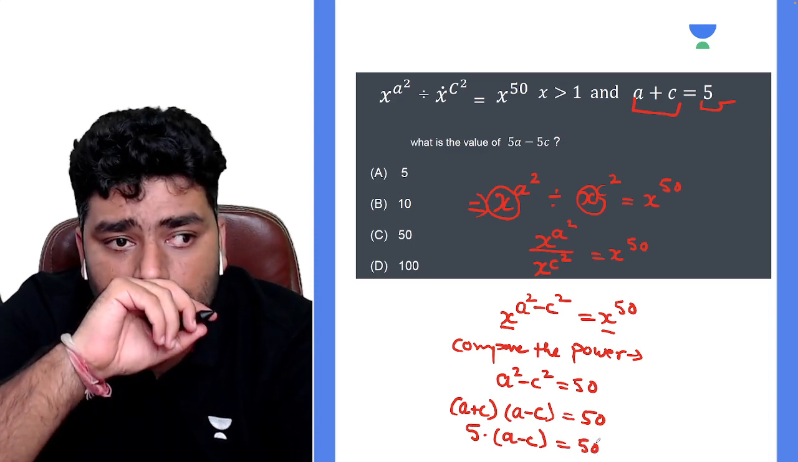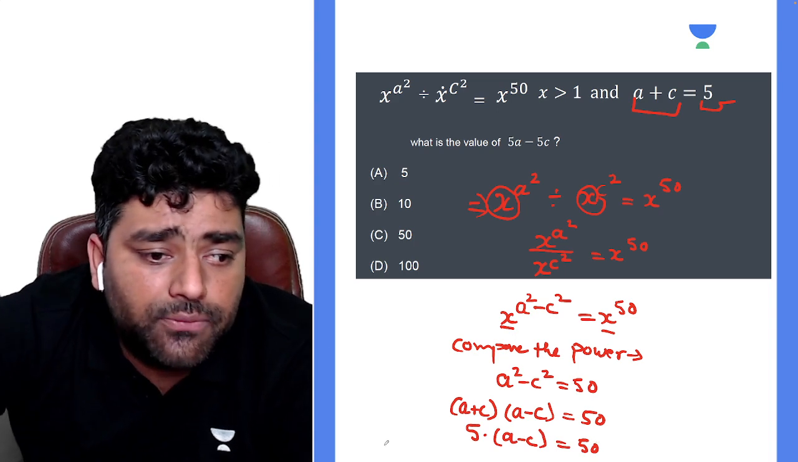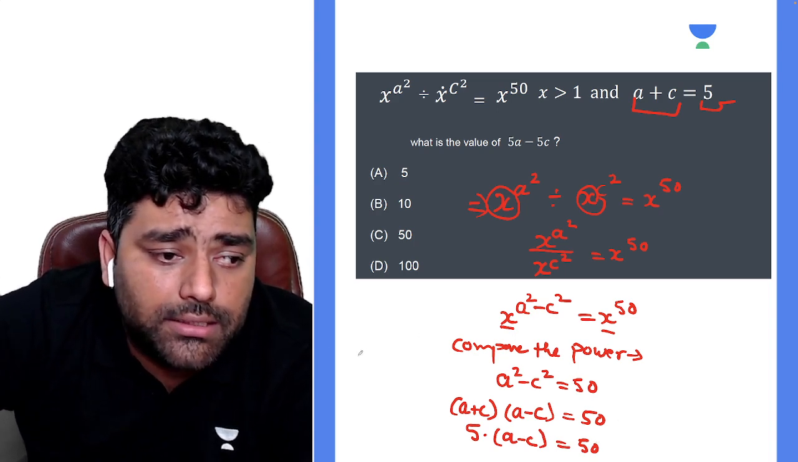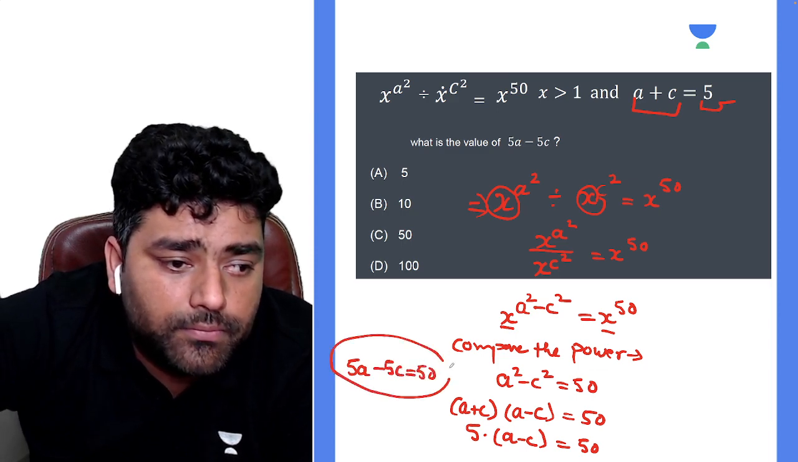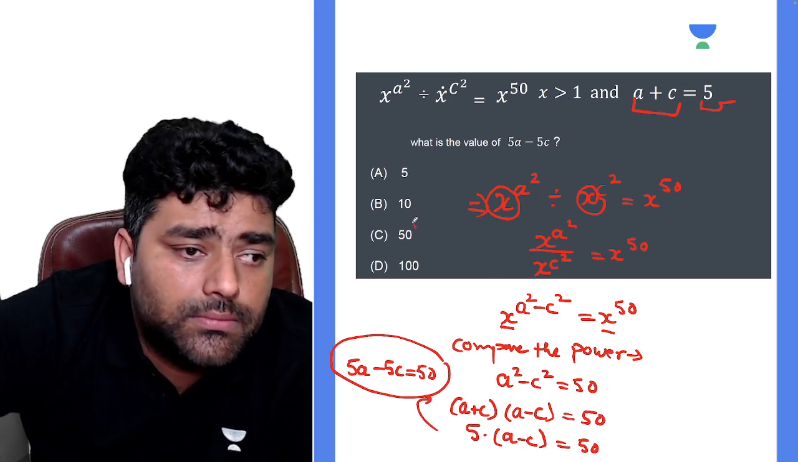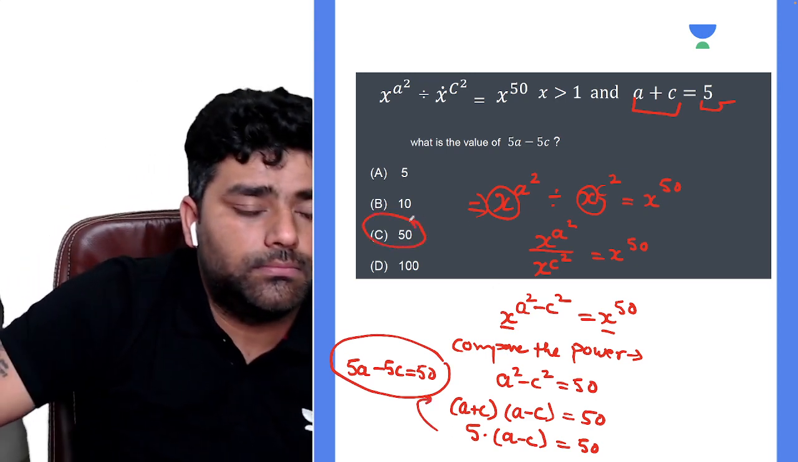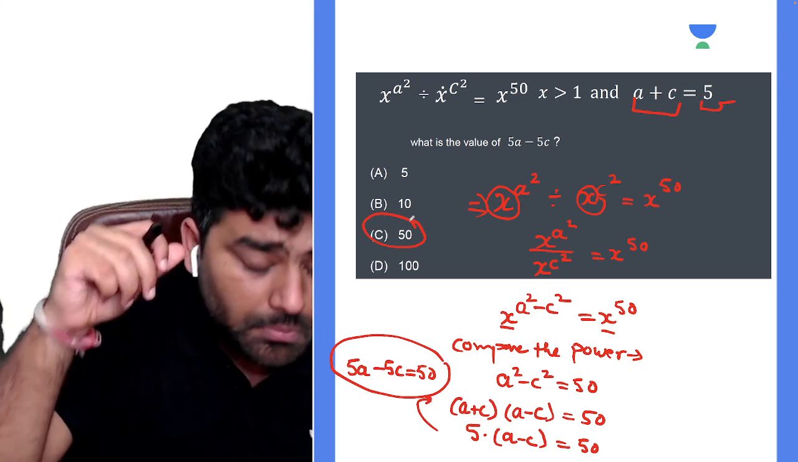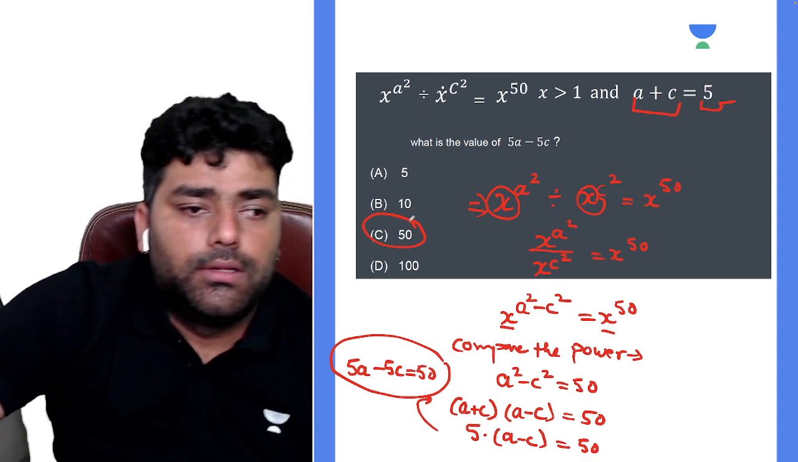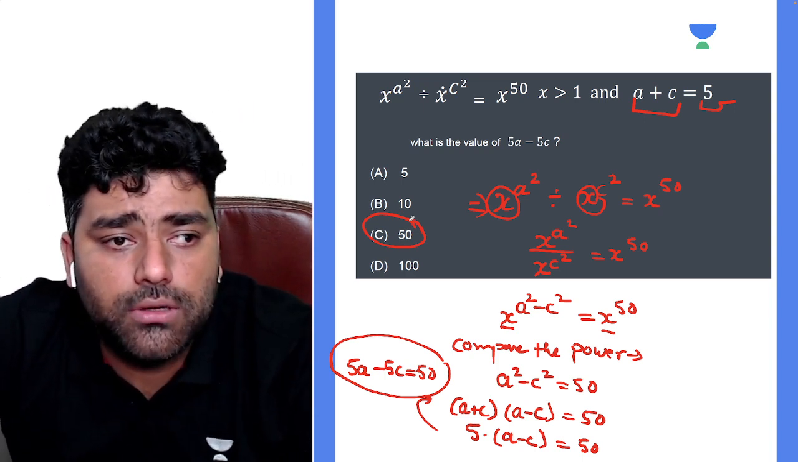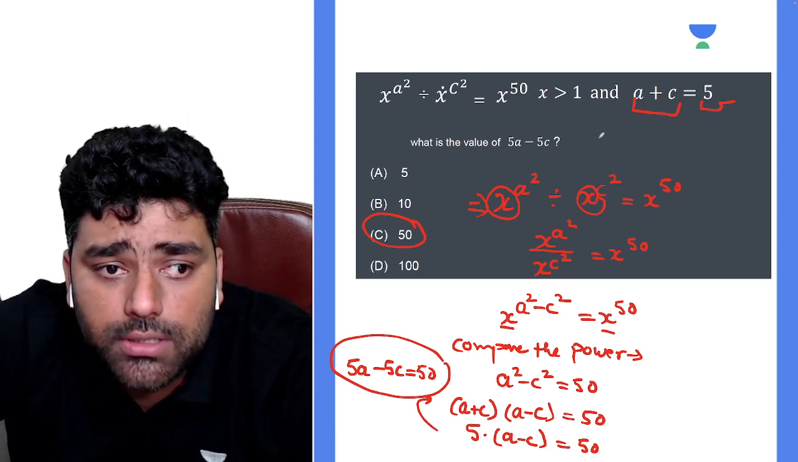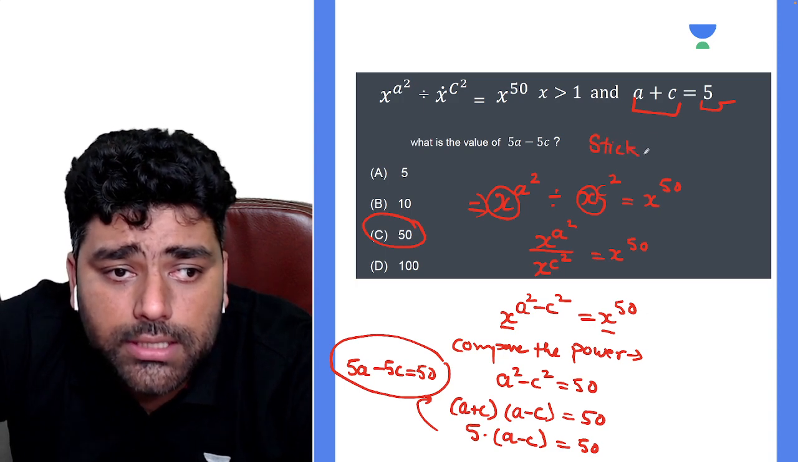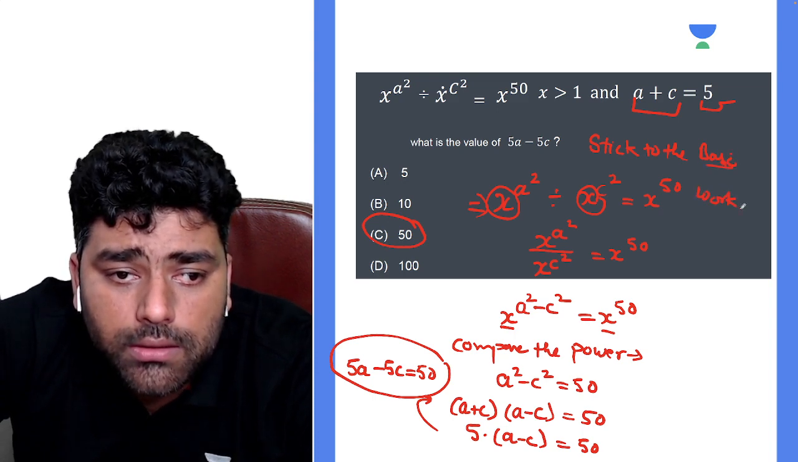What do we need to find? We need to find 5a minus 5c. So if you multiply 5 inside the bracket, you'll get this answer: 5a minus 5c, and that is equal to 50. Right, guys? That's the answer. I hope you understood this concept. There was nothing, just simplifying, just basic concept. Stick to the basic concept, work step by step.